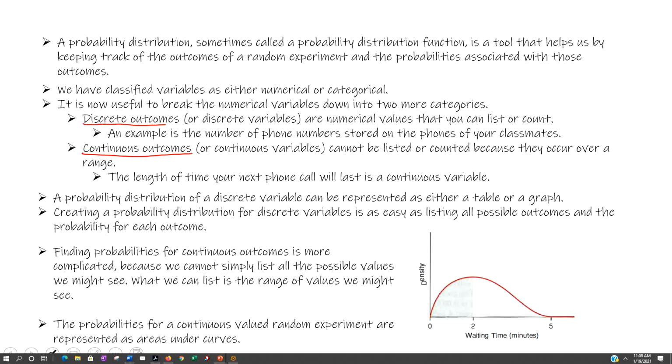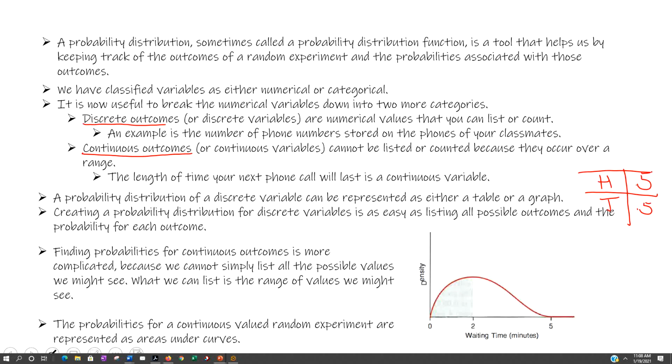The probability distributions for discrete variables, we always list in tables or graphs. So you think of flipping a coin: the probability of a head is 0.5, the probability of a tail is 0.5. That's my table of the probabilities of flipping a coin. Simple as that. Probability of rolling the different numbers on a die: you'd list all the numbers out and the probability would be 1/6.